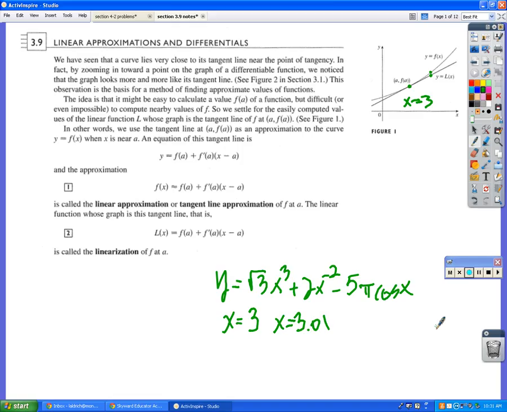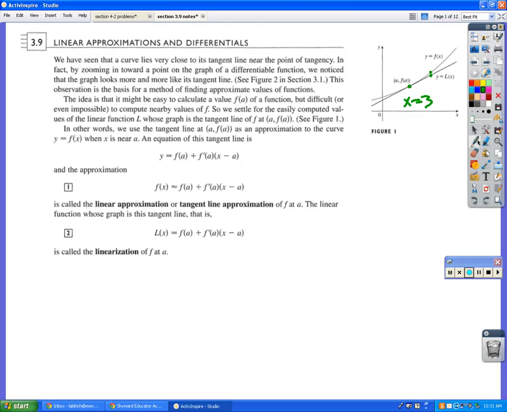Wrong. Because, well, you'll see. So were you saying close enough? Yeah, so that's why it's called a linear approximation. It's close, but it's not exact.